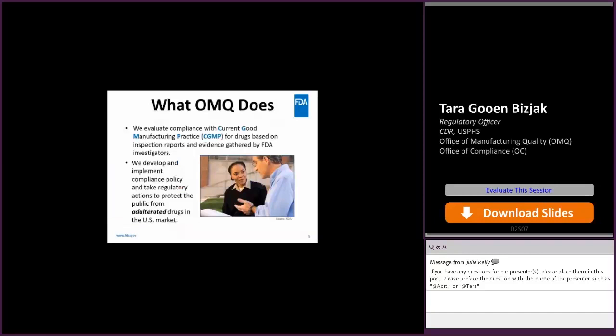OMQ is one of the sub-offices of the Office of Compliance, and we evaluate compliance with current good manufacturing practice, or CGMP, for drugs based on inspection reports and evidence gathered by FDA investigators. We develop and implement compliance policy and take regulatory actions to protect the public from adulterated drugs in the U.S. market.